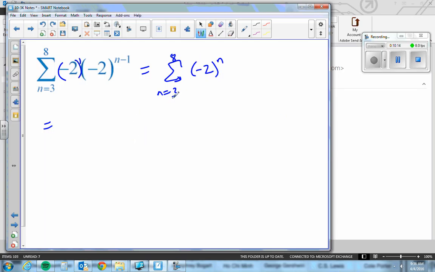If we start with 3, what's negative 2 to the power of 3? Negative 8. And when you plug in 4, because you do that next after 3, you get positive 16. And then 5 gives you negative 32, and so forth. And then you plug in 8, negative 2 to the power of 8. Even, so it's positive. 200 something. Yes, 256.